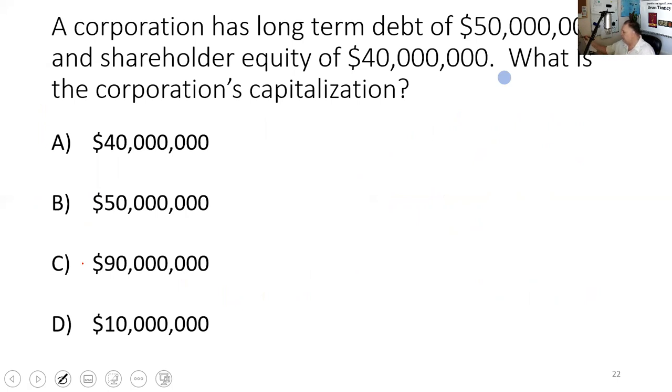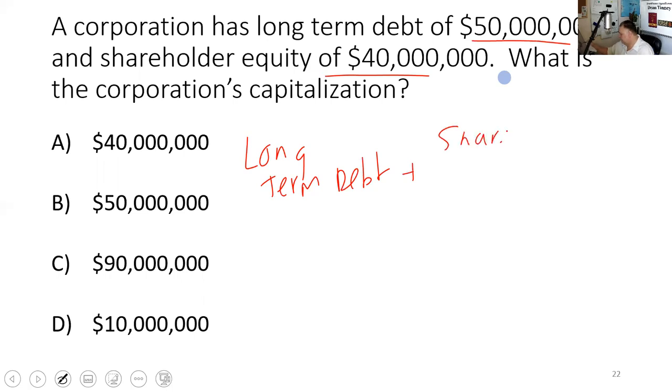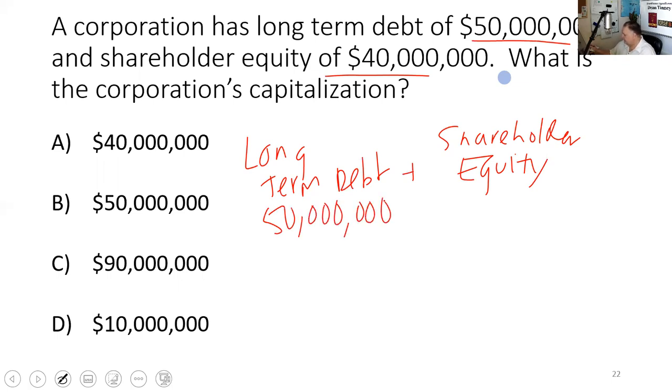And so, here, the company's total capitalization is the long-term debt and shareholder equity, the net worth of the corporation. That's how much money is involved in running this business. And so we have $50 million worth of debt, and we have $40 million in shareholder equity. And so the total capitalization of this corporation is $90 million.